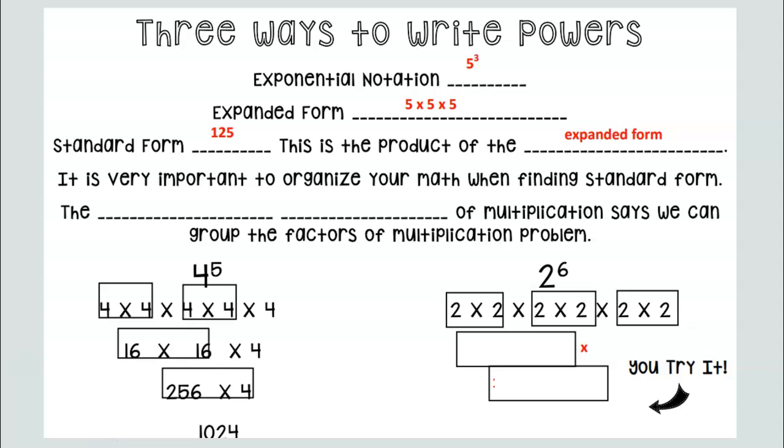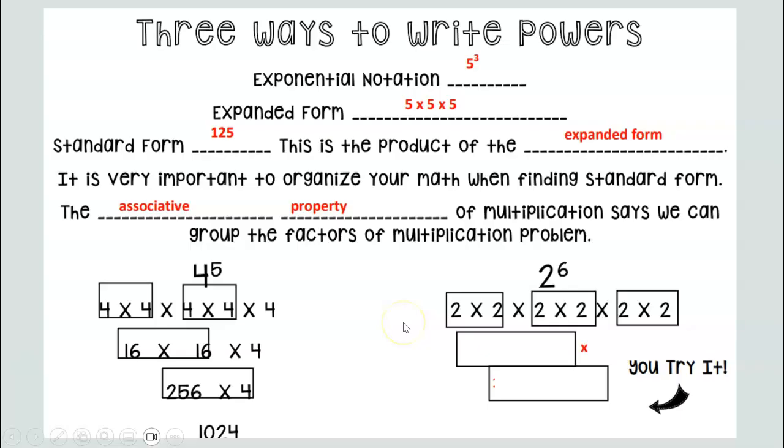It is very important to organize your math when finding standard form. The associative property of multiplication says that we can group the factors of a multiplication problem. So if we look at 4 to the 5th power, we write out 4 times 4 times 4 times 4 times 4. We can group pairs of 4s together and multiply them and get 16 times the last 4. 16 times 16 is 256. Take that times 4 and you get the answer of 1024.